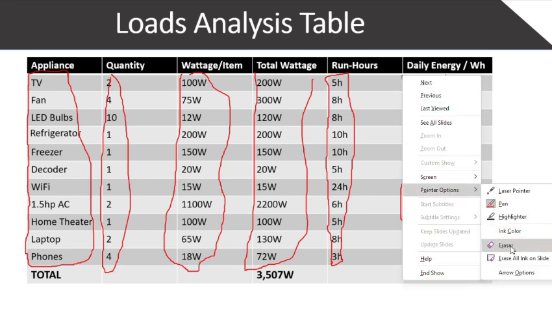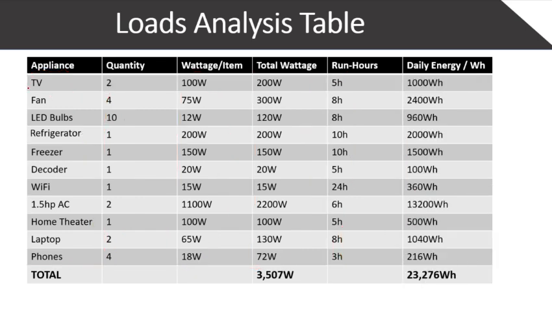Let me erase this. So you can see our television. Just for a recap, we have two televisions. Each of these televisions consumes 100 watts. Then the total wattage of these two televisions will be 2 times 100, which is 200 watts. And they are running for 5 hours, so we multiply this 200 watts by 5 hours, and it will give us 1000 watt hours.